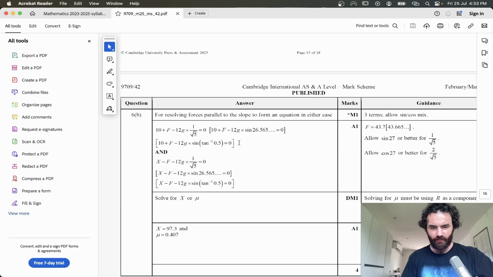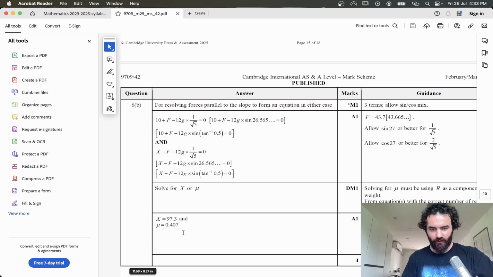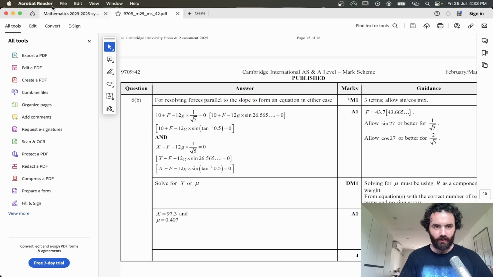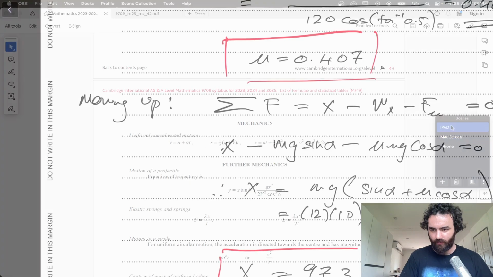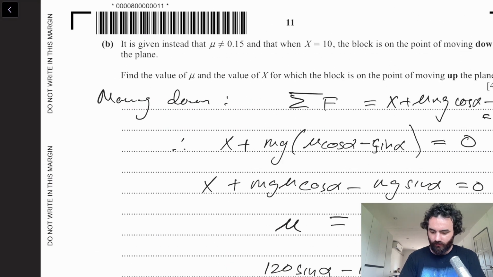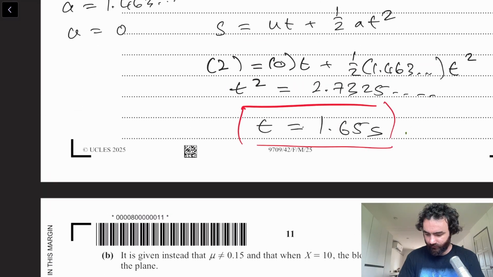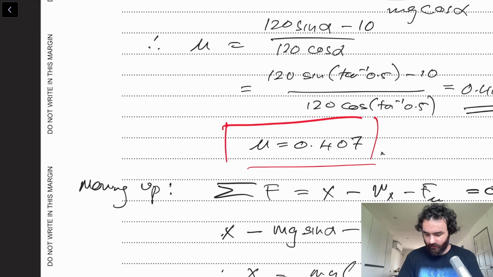And 407. Okay, so they do round to 3 significant figures. 407 and 97.3. Okay, correct. And make sure I go back to my iPad. Okay, so these are correct. Correct.